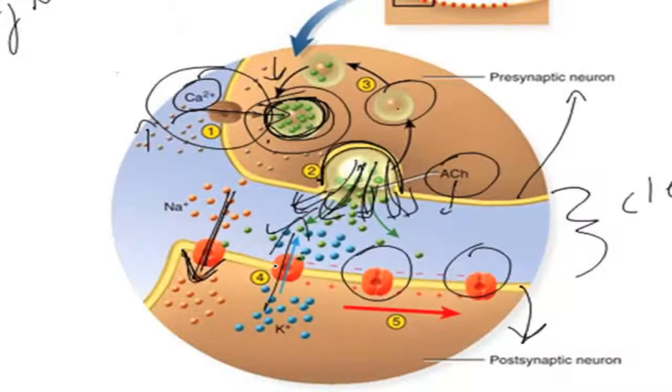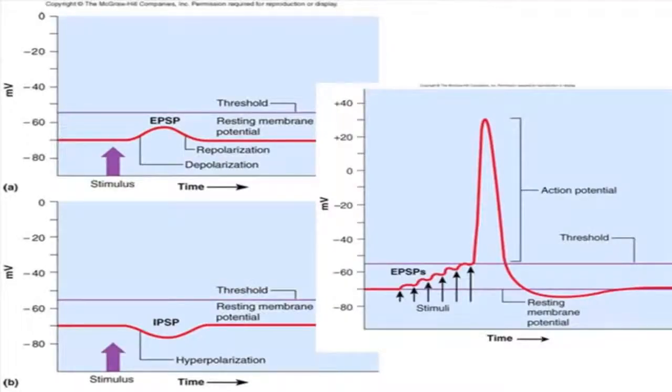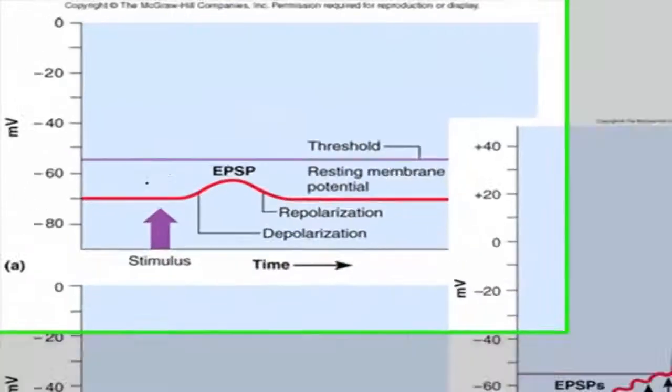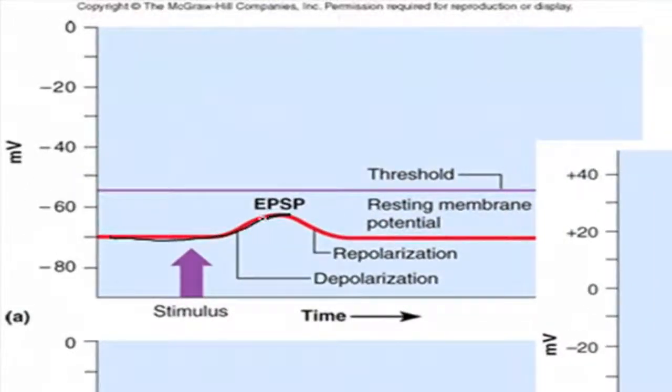So ultimately, what you're trying to do here with this chemical synapse is to create a graded potential in the postsynaptic membrane. That graded potential might be enough to go all the way to threshold and create a new action potential, but it also might not. That graded potential might only be enough, because remember, graded potentials are variable, to slightly depolarize the membrane and just get it excited. Bring it closer to threshold, but not quite enough to stimulate another nerve impulse. That's called an excitatory postsynaptic potential, an EPSP.